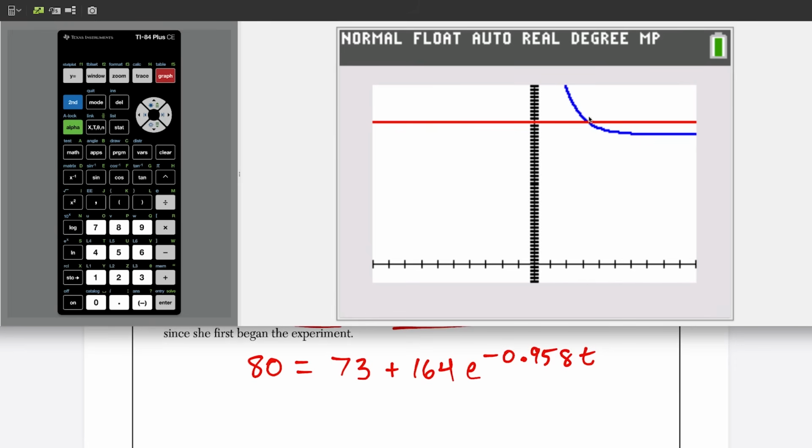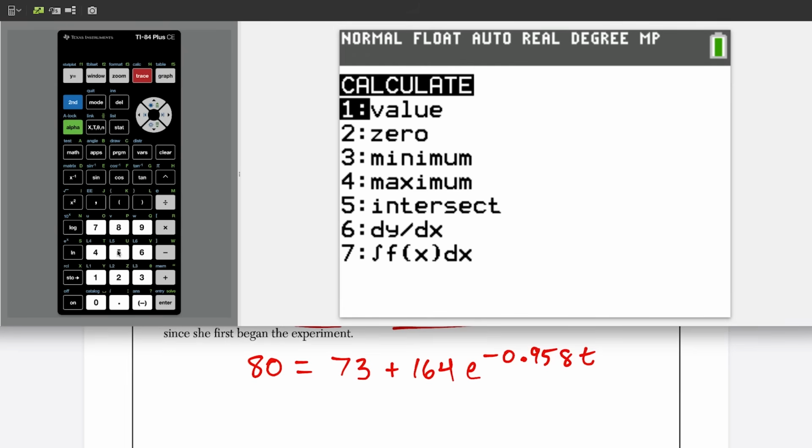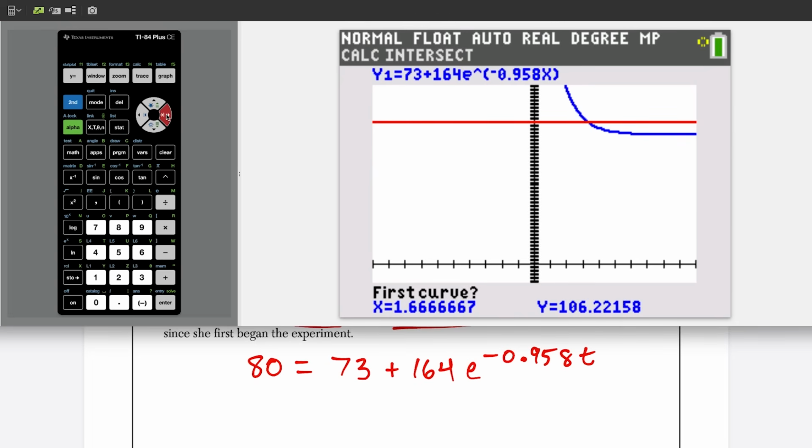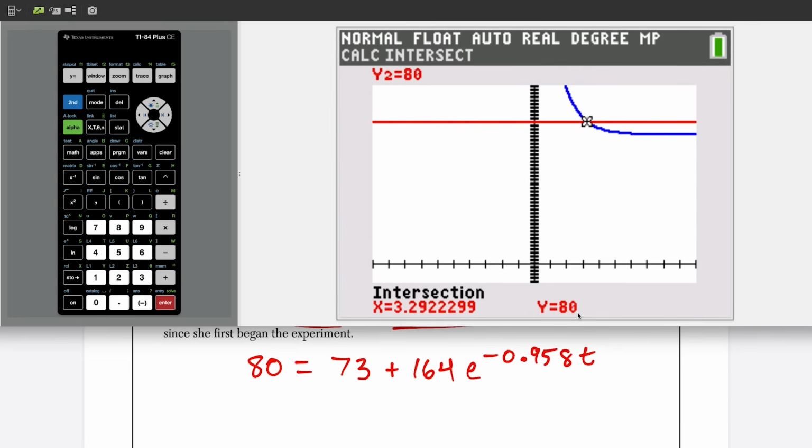And notice there's our intersection point right here. So we're going to press second trace number 5, and that's for intersection. And we just scroll until we're really close, and then we press enter 3 times. And this tells us when the temperature of the liquid reaches 80.